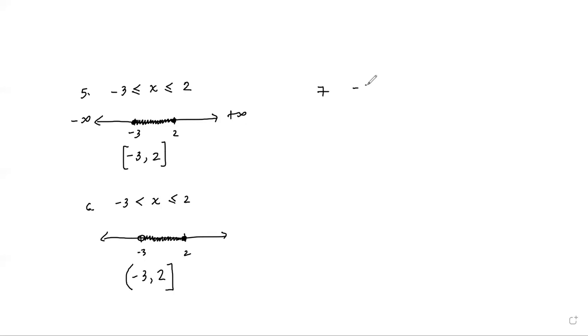Now also, if we have negative 3 is less than or equal to x, but is less than 2, so similarly, we plot negative 3 and positive 2, but negative 3 is included, positive 2 is not included, but everything in between them are included. So the interval notation here will be [-3, 2). -3 is included, but +2 is not included.